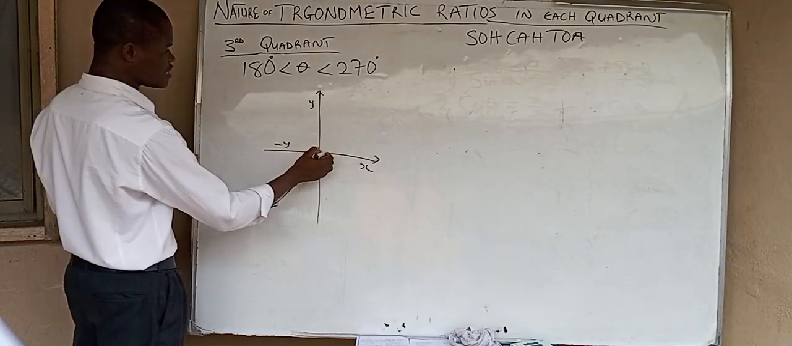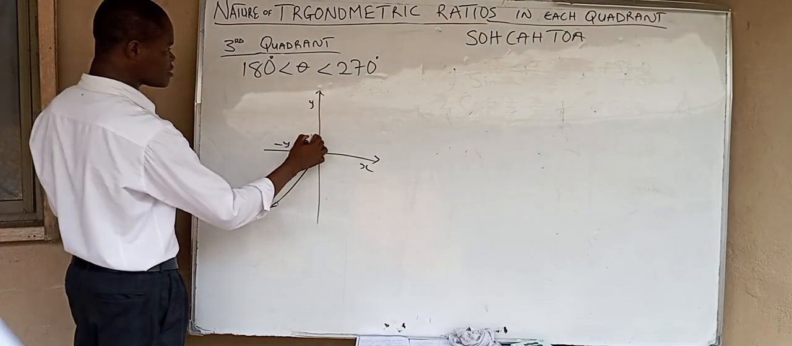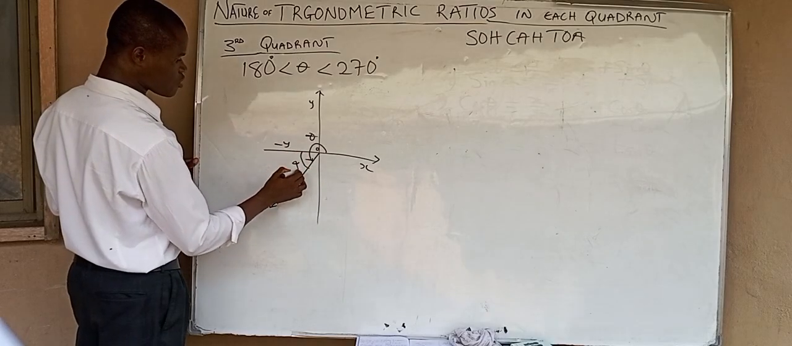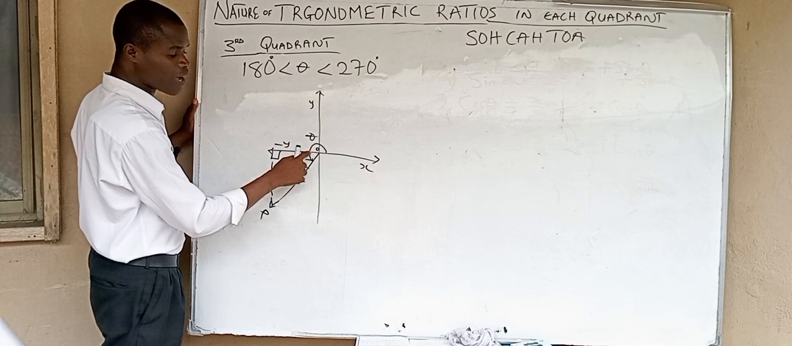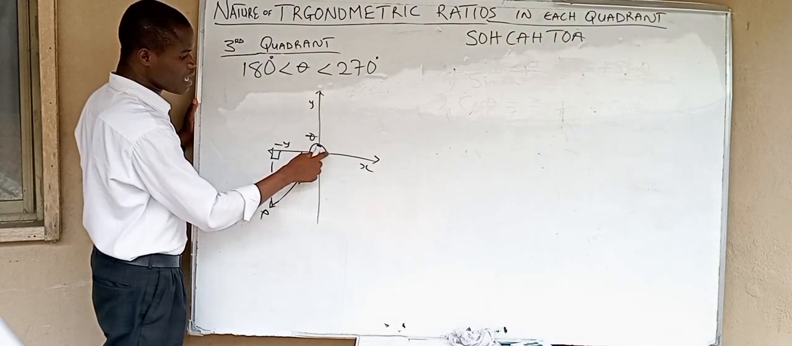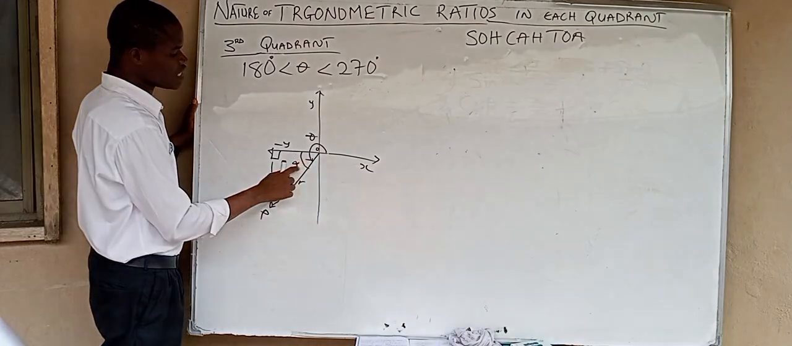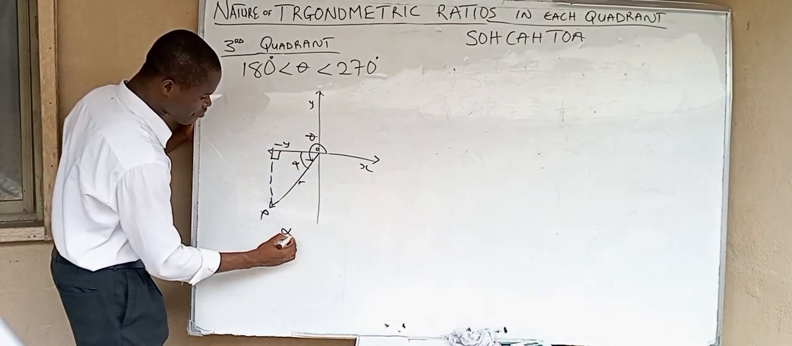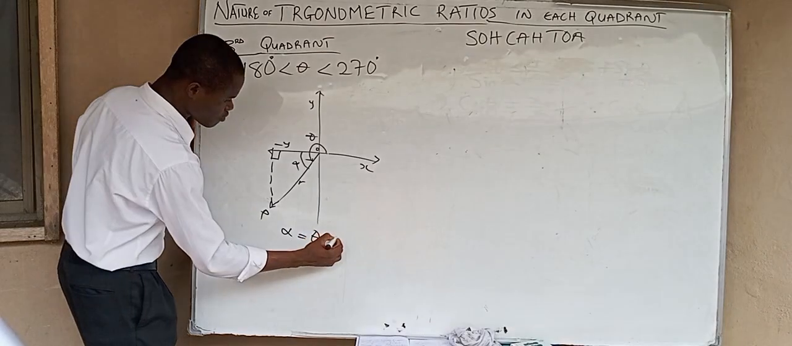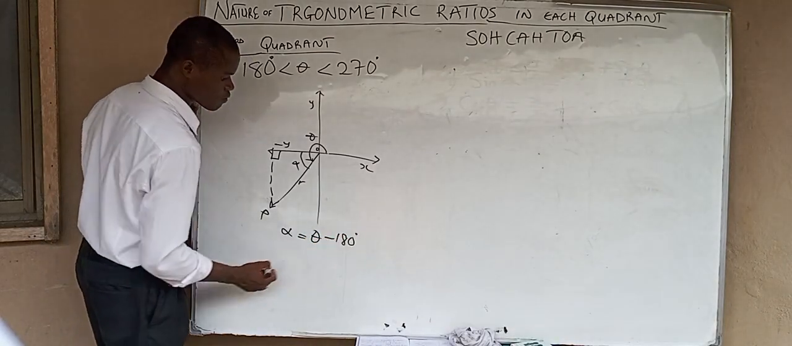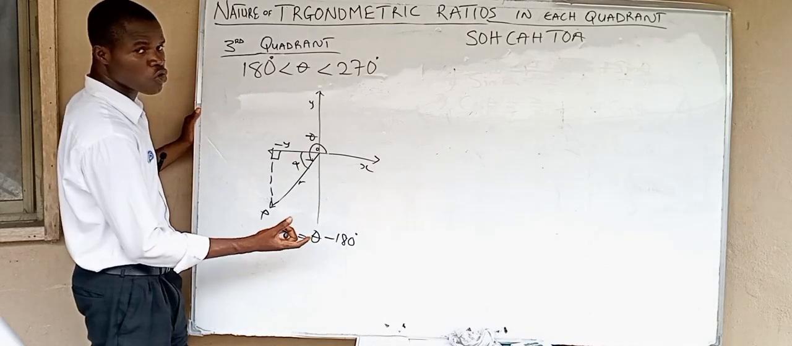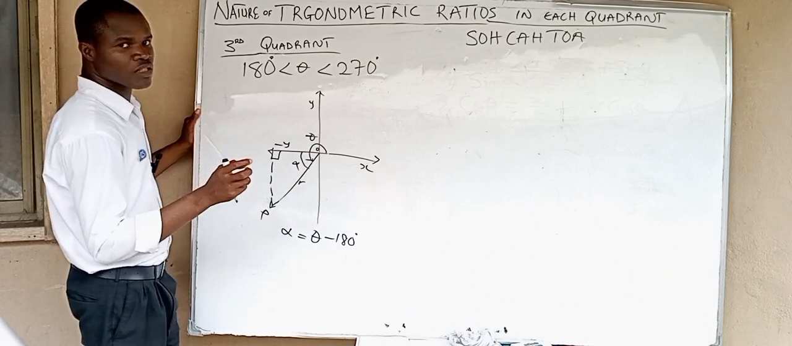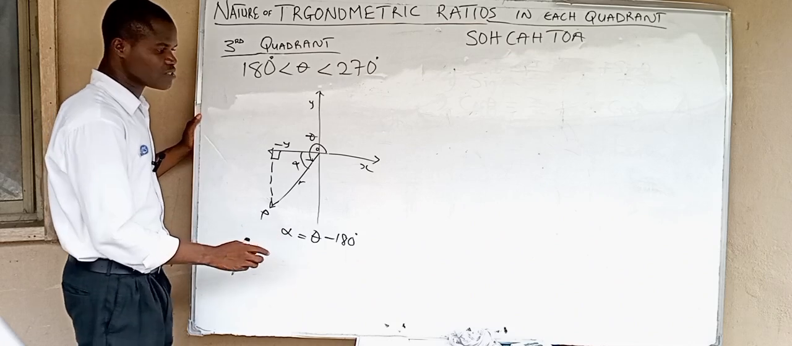Let's draw. Theta was given to us that brought us to the third quadrant. This is theta, and this is the angle of interest, alpha, that is acute. From here to here is 180 degrees, but from here to here is theta. So for us to get the value of alpha, it is going to be theta minus 180 degrees. So alpha is equal to theta minus 180 degrees. These formulas are very important to be able to convert whatever value is given to you into a value that is acute in whatever quadrant you find yourself.